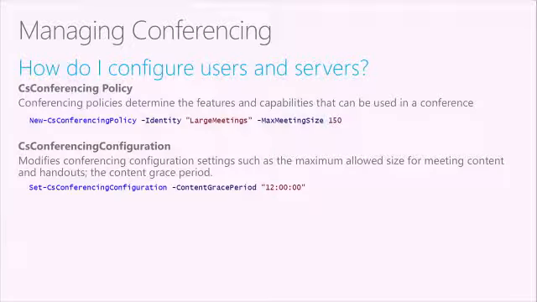User configuration is done through conferencing policies, and this is where we can get into details of controlling what the conference experience will look like. So, for example, I'm going to build a new conferencing policy, call it the large meeting, and I'm going to set the max meeting size to 150 participants, right? 250 is our max by default. Maybe you want to restrict it down for these folks only to 150.